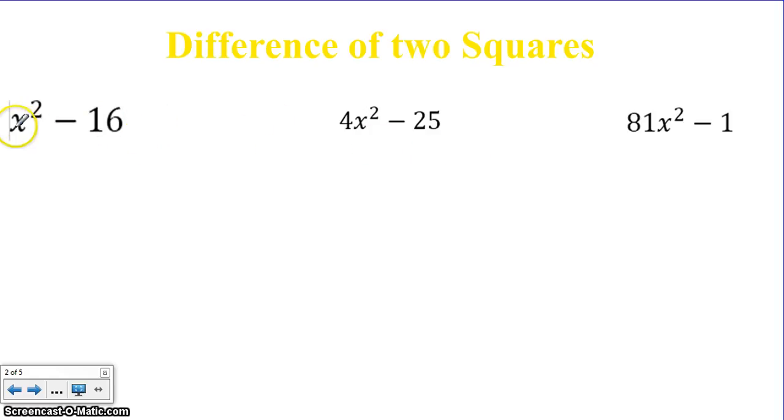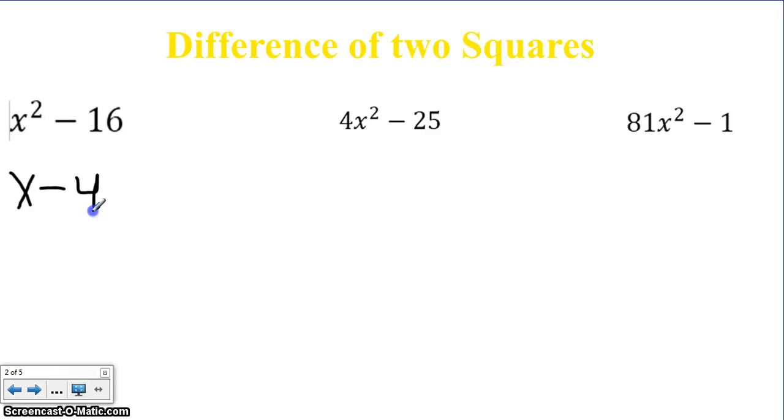First off, we're going to look at our first problem, and it is x squared minus 16. You're going to look at things you can take out. You can take a square out of both because 16 is a square. The square root of 16 is 4. So you're going to write an x minus 4.